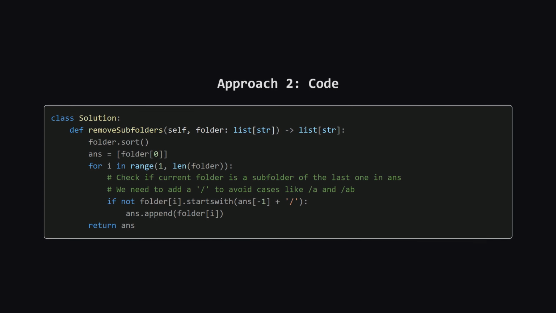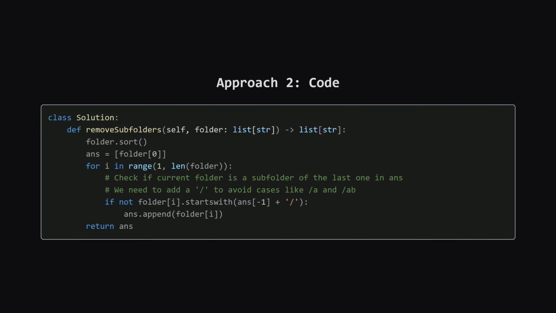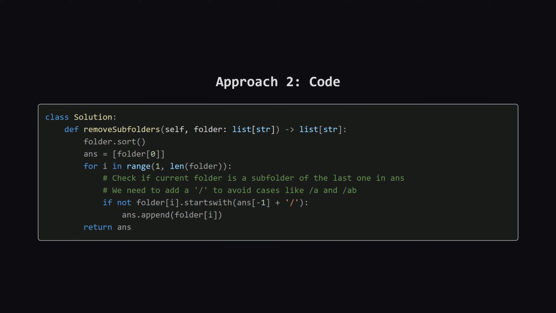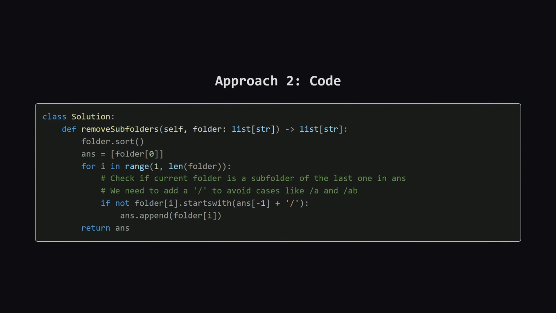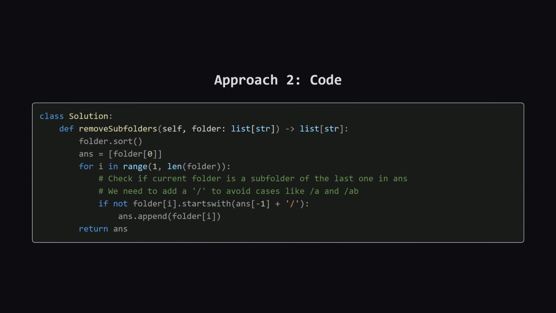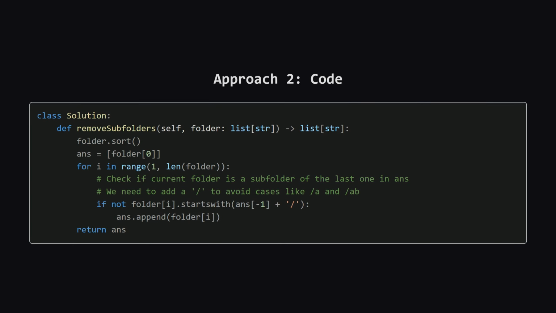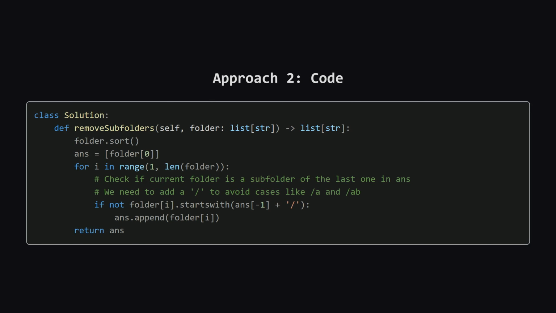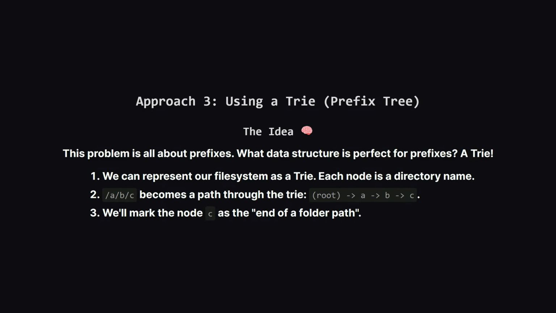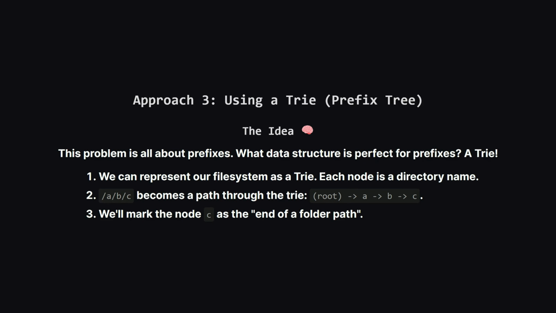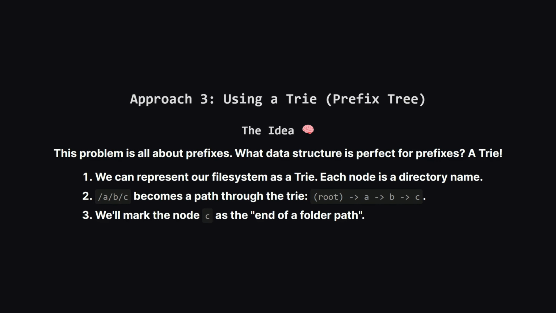We sort the list in place. We prime our answer list with the first element. Then, we loop from the second element onward. The check is simple. Does the current folder's path start with the last answer's path plus a /? If not, it's a new root, and we append it. Beautifully simple.